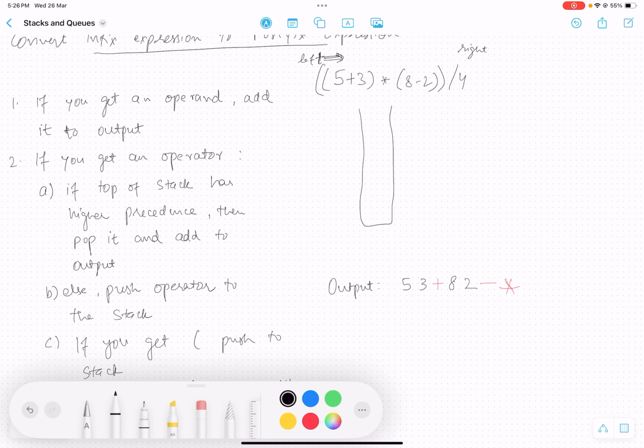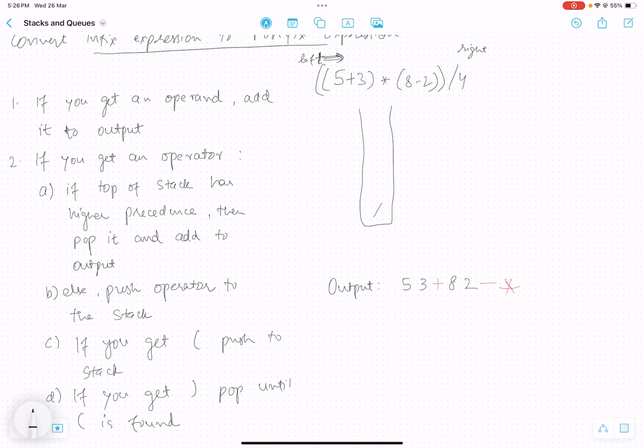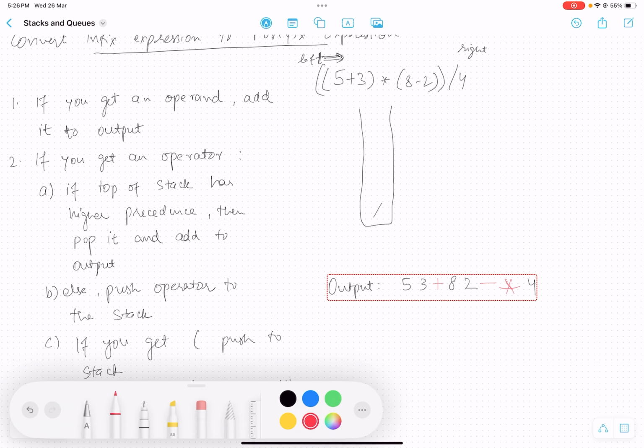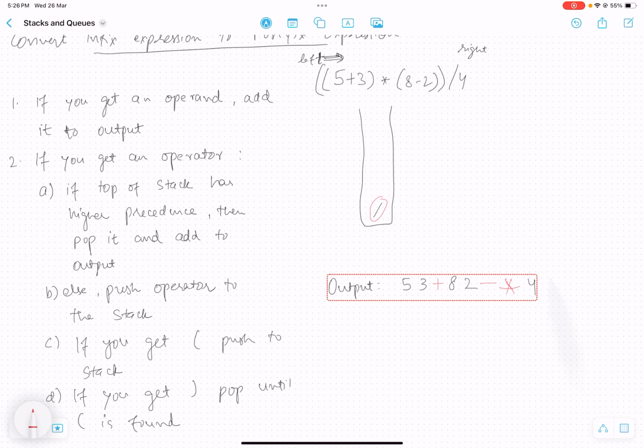Then we get the operator. So we will push into the stack. Next is 4, operand, write it to the output. Expression is finished, pop whatever is left. So divide is left, we will pop that out and write it to the output. That is our answer. And we need to remove this divide from the stack, so that stack should remain empty when we got our answer.